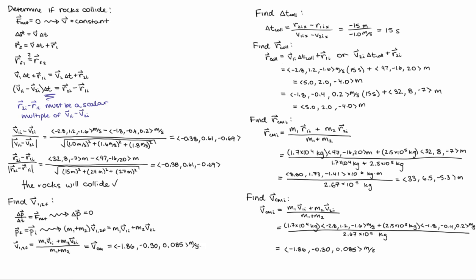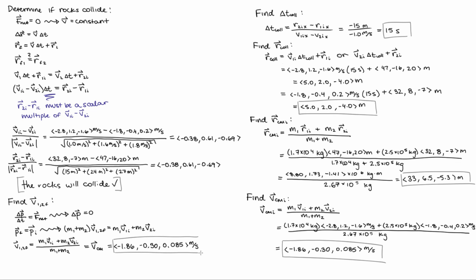negative 0.085 meters per second. Reviewing our answers, we see that we found that the rocks will collide 15 seconds in the future, and they will collide at 5.0, 2.0, negative 4.0 meters. The initial position of the center of mass is 33, 6.5, negative 5.3 meters, and the initial velocity of the center of mass is negative 1.86, negative 0.30, negative 0.085 meters per second, which is also the final velocity of the combined masses.